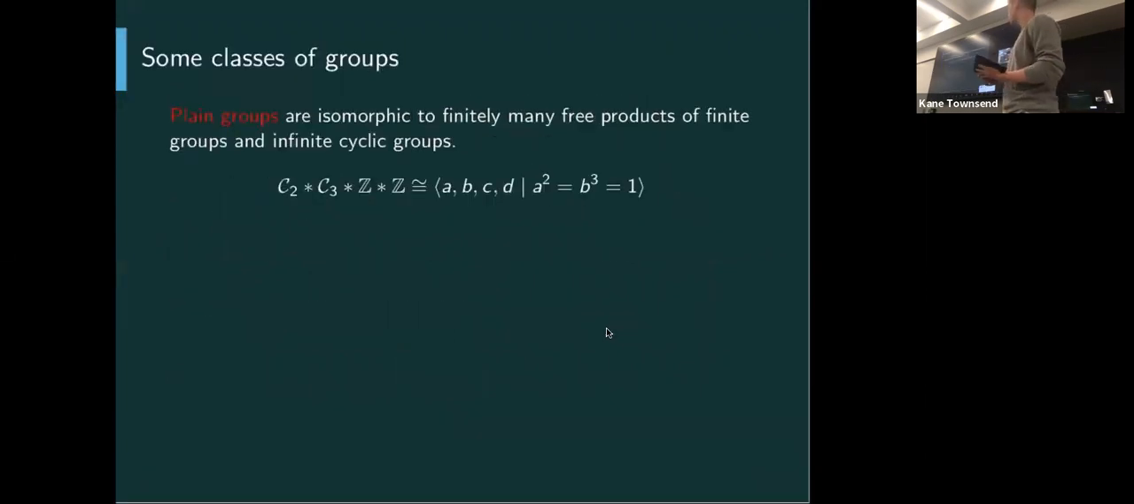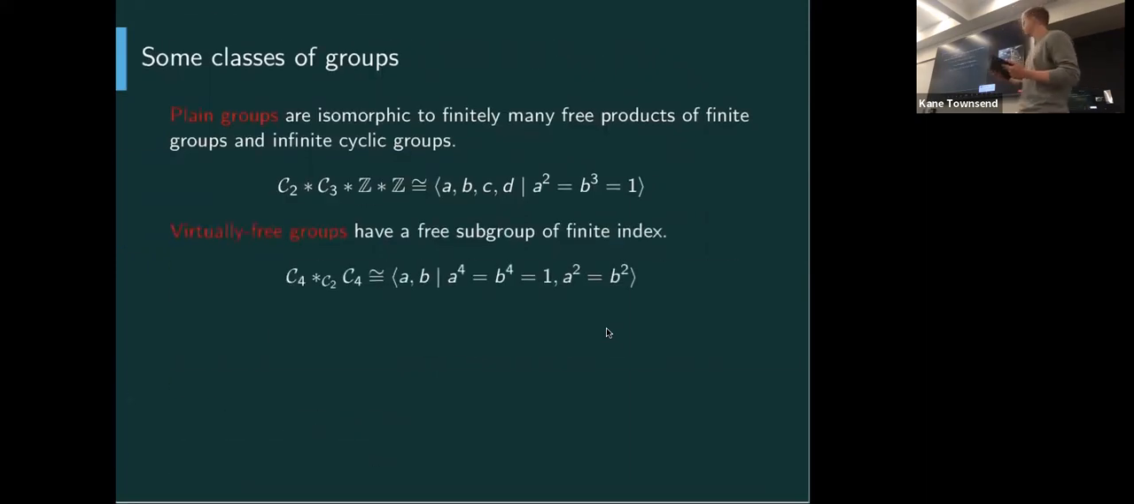Okay, so I'm going to start talking about some different classes of groups which we are interested in for these k-geodetic graphs. And so there are plane groups. Plane groups are isomorphic to finitely many free products of finite groups and infinite cyclic groups. And I've given an example of that.